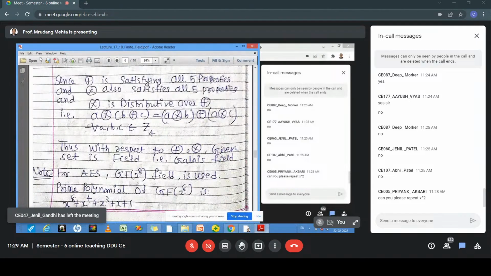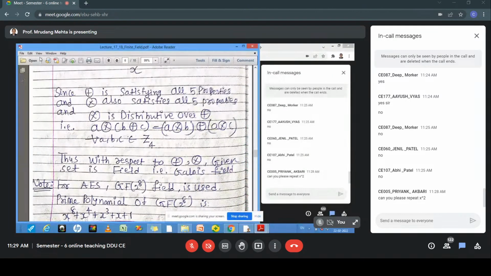So since plus is satisfying all properties, and star also satisfies all 5 properties, and multiplication is distributive over plus. So a multiplied by b XOR c equals a multiplied by b XOR a multiplied by c. Remember that it is modulus with respect to Z4. So a and b should be with respect to Z4.